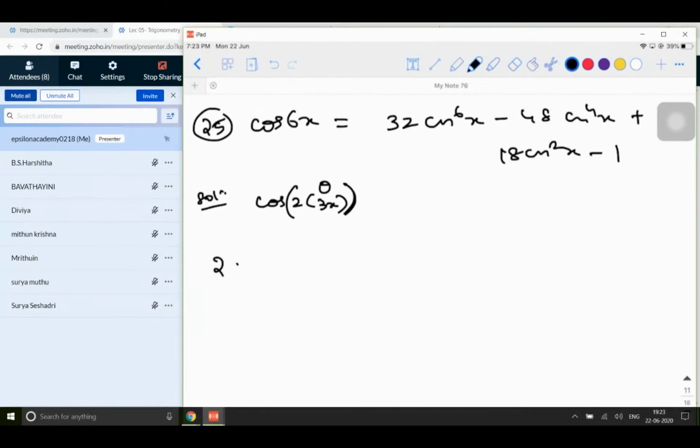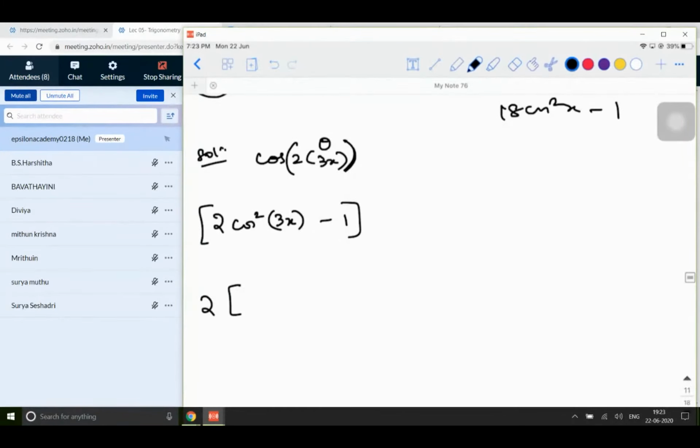So can I write this as 2 cos square 3x minus 1? I hope it is clear. Can I write this as cos 3x the whole square minus 1? It is for your understanding. I'm writing an extra step. They both mean the same. 2 into cos 3x square minus 1. Can I write it like this?